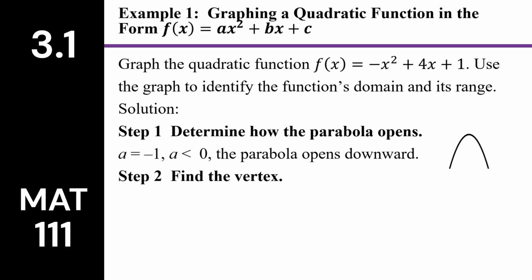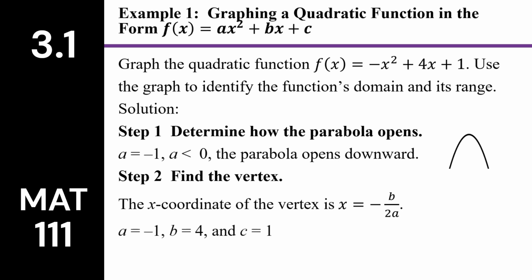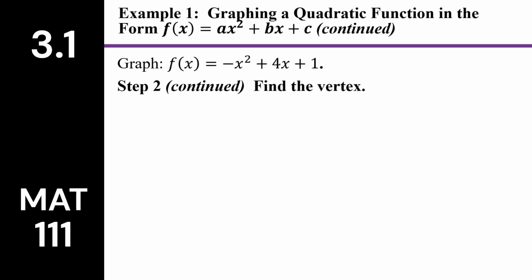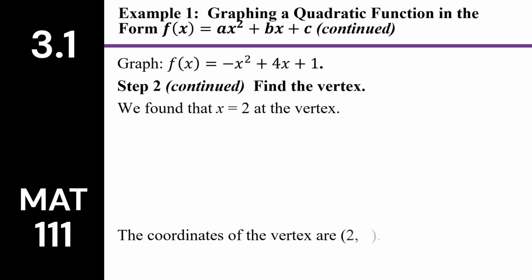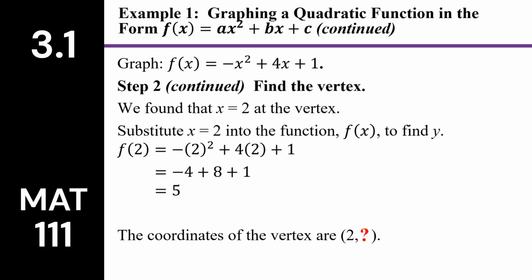Step 2 is to find the vertex. The x-coordinate is negative b over 2a, so we take our values for a and b and substitute them in, and that gives us an x value of 2. We continue to find the vertex by taking that x value of 2, but now we need to find the corresponding y value. So we substitute in x equals 2, and that works out to a value of 5. So the coordinates of the vertex are 2, 5.